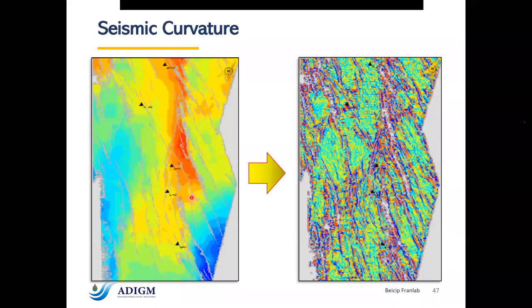This is one example of seismic curvature. Seismic curvature can be in the form of surface attributes or 3D cubes. This is what the structure map looks like, with the fault distributions. And then this is the seismic curvature. So it behaves like the halo model, where we can see the high curvature developed around the fault. Right?